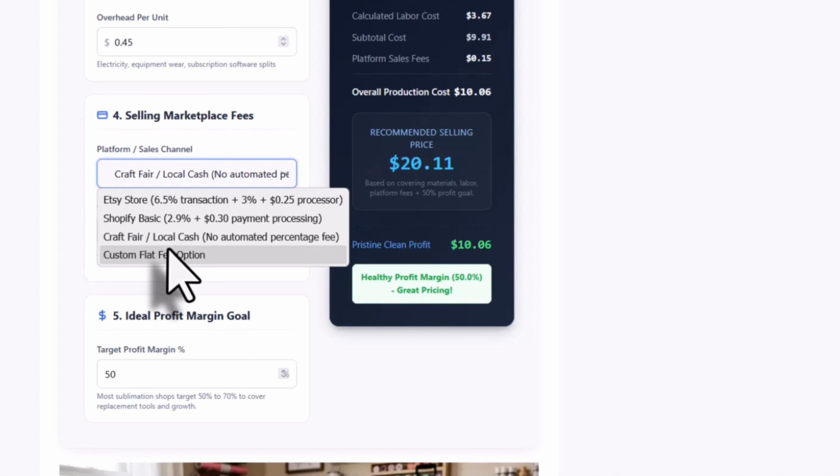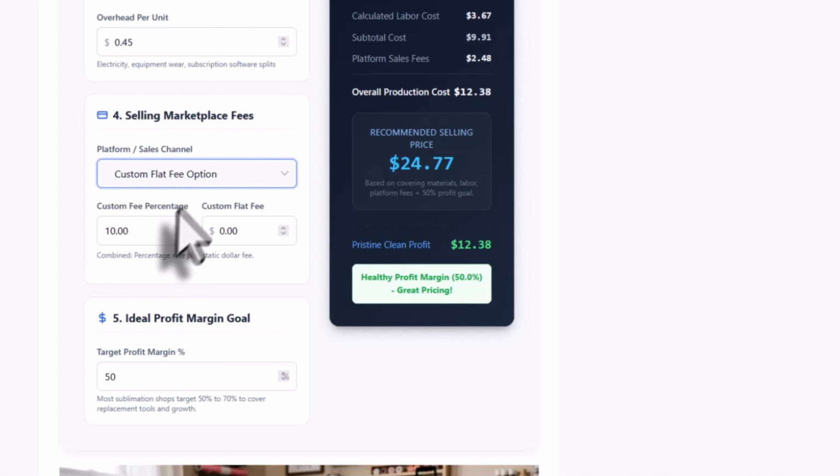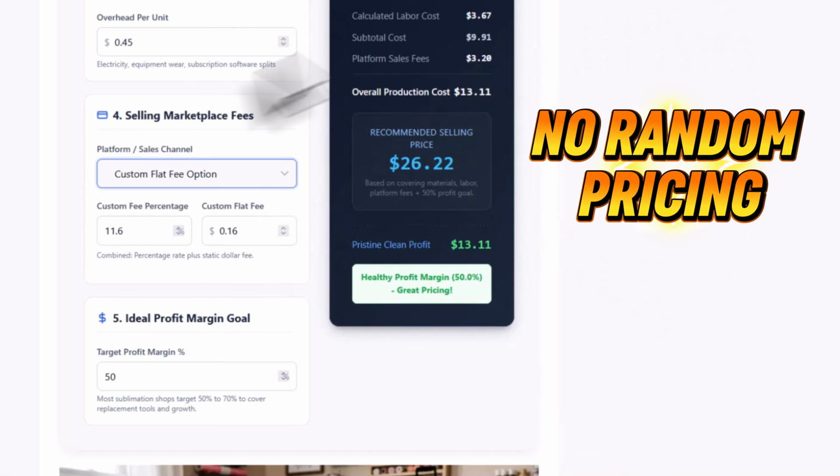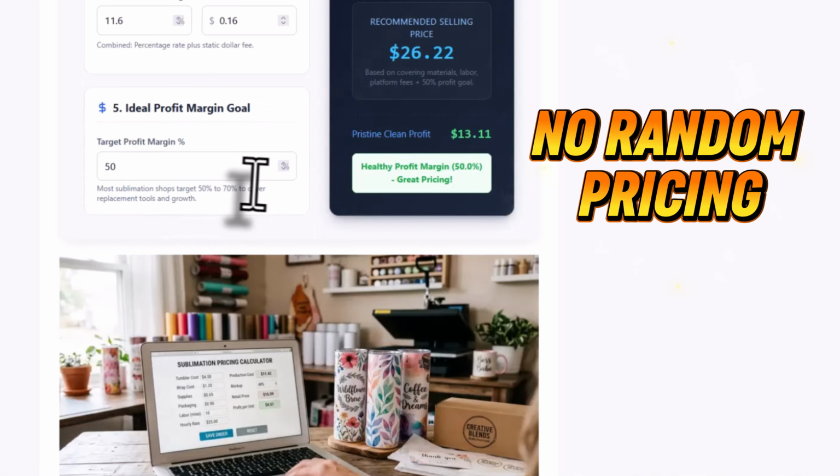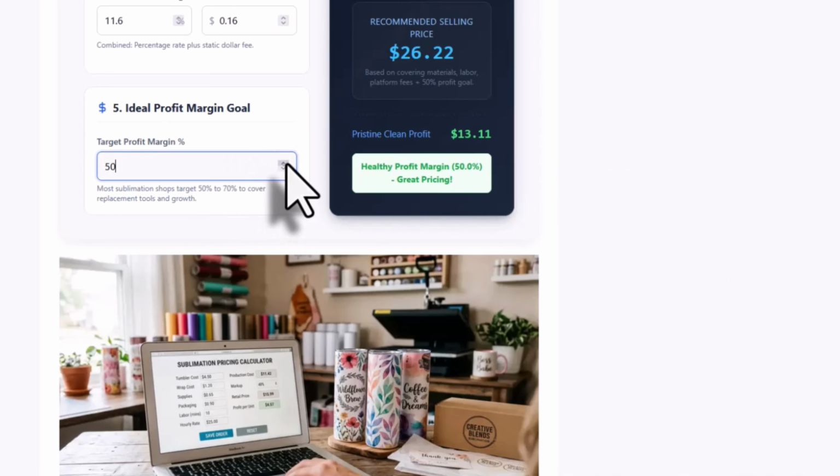Here you can see your total production cost, estimated marketplace fees, suggested selling price, estimated profit, and final margin percentage. This makes pricing much easier because you're no longer relying on random pricing multipliers or copying competitor prices. Instead, you're building pricing based on real business costs.